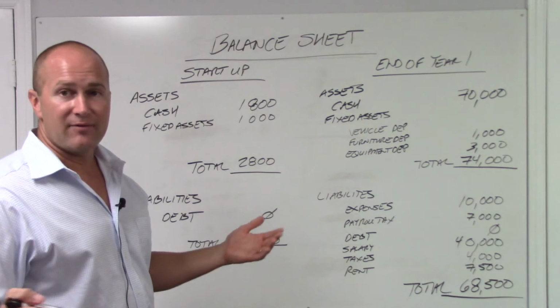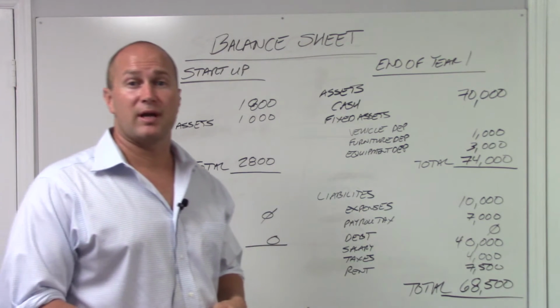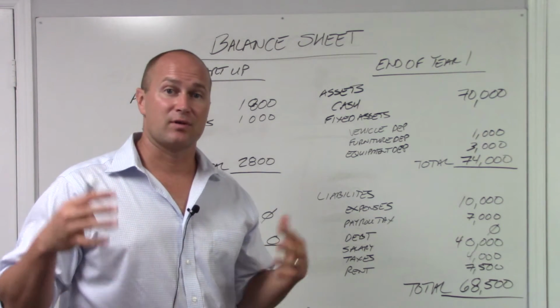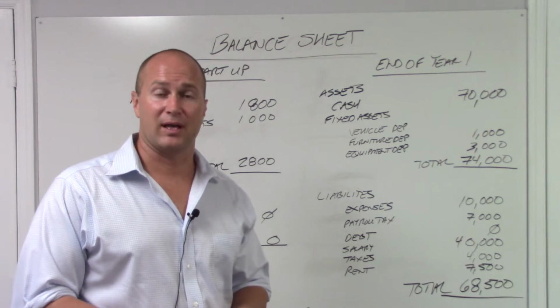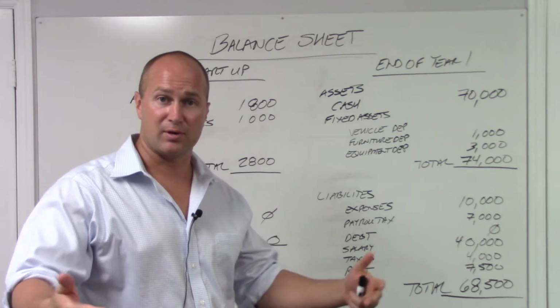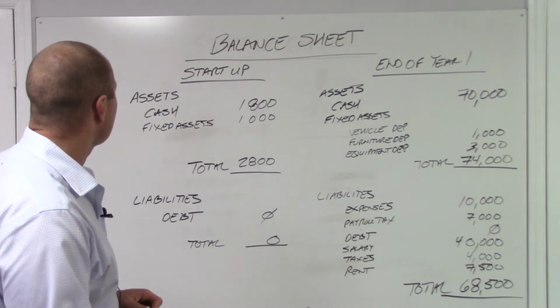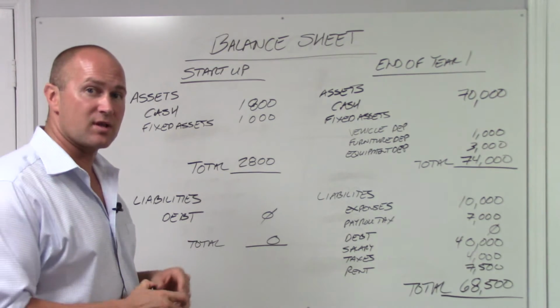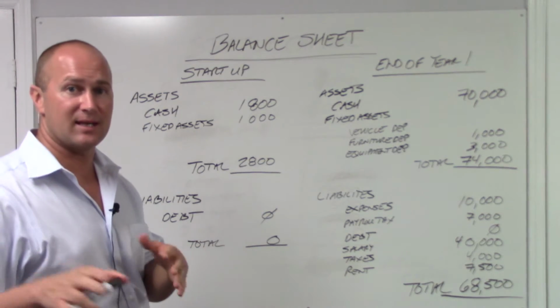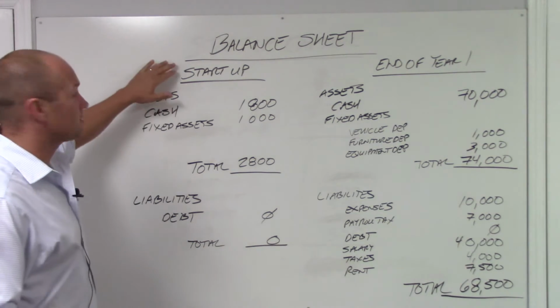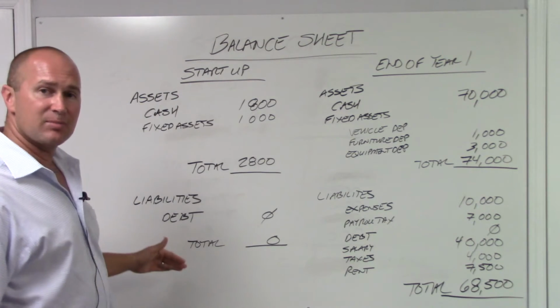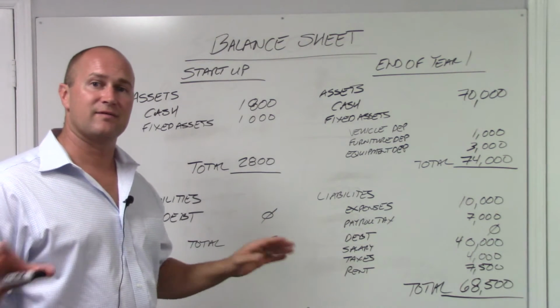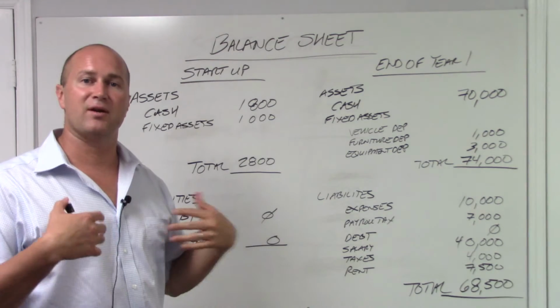Or if you haven't read this book yet, Rich Dad Poor Dad, Robert Kiyosaki goes over a great deal what assets are and what liabilities are for your business and for your personal finances. But you have to know the difference between an asset and a liability. So here's startup, and this example is going over if I invested $5,000 of my own money.